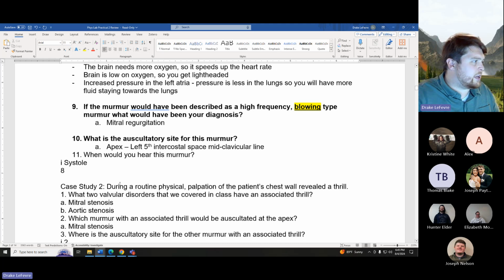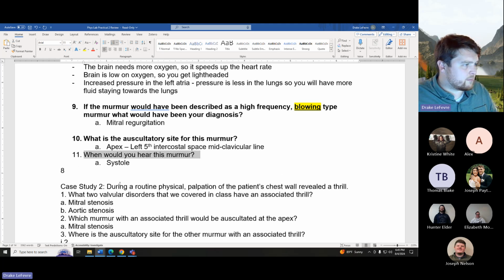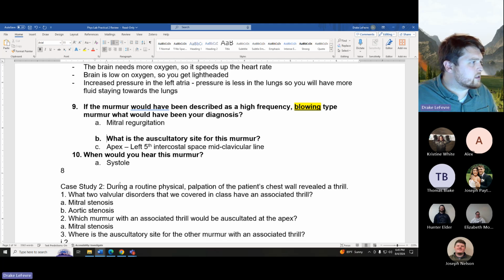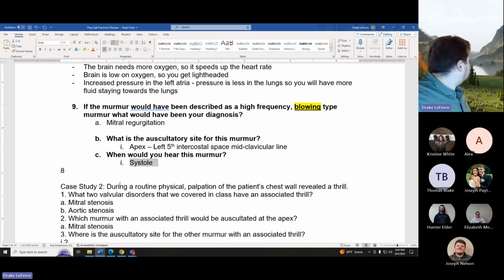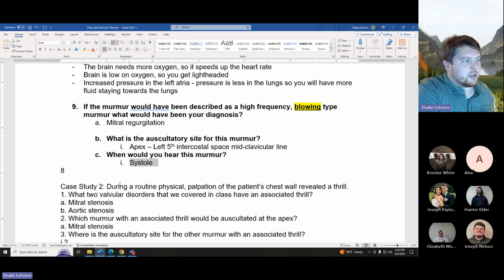And when would you hear this murmur? The mitral regurgitation, you're going to hear during systole because the valve is supposed to be closed during systole. If it's open, then that's where you're getting regurgitation.